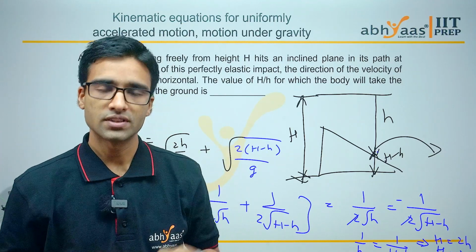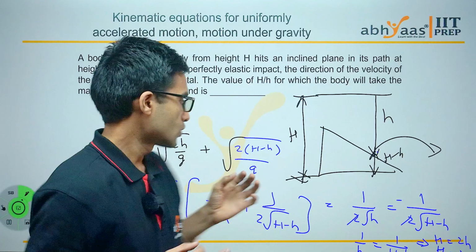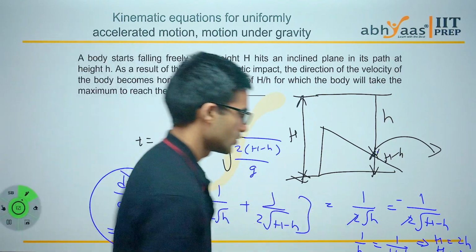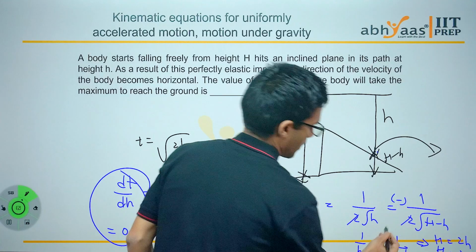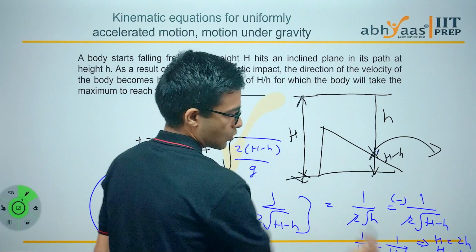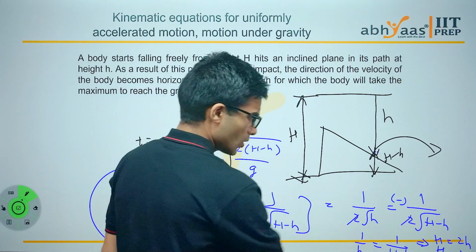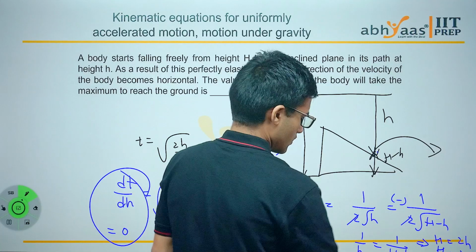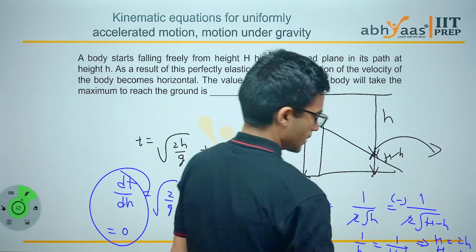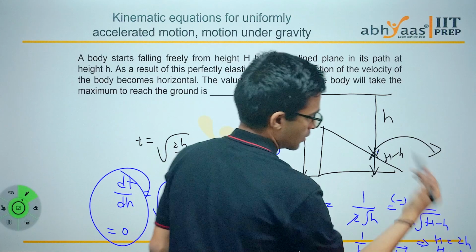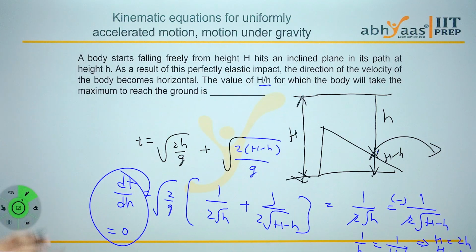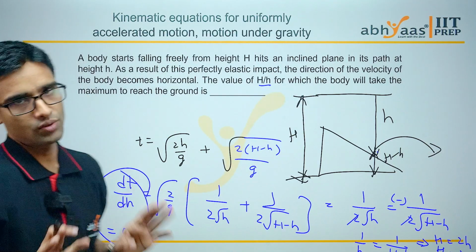Initially we are doing differentiation and equating to 0. If you equate to 0, you do it like this. After that the 2 gets cancelled, and a negative will be there. If you square on both sides, the root will be cancelled. So then you are getting h equal to h minus h, equal to 2h. h by h is asked, h by h equal to 2. This is a simple thing, so I didn't use much.